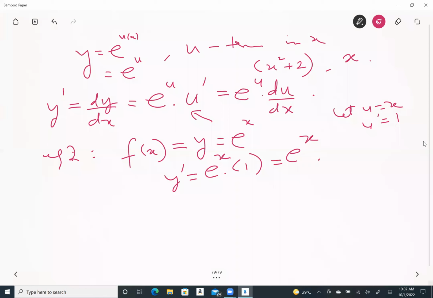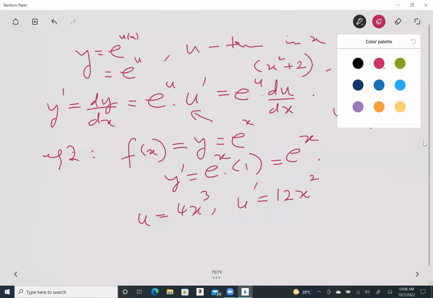Now we look at example 2, part A. You have f of x equal to e to the power of 4x cubed. So what you do, you let u be equal to the power, which is 4x cubed. Now, what do we need? We need u prime, that means du/dx. So what is it? It's 12x squared. So that would be equal to u prime.